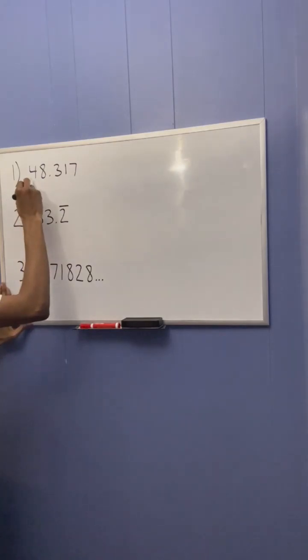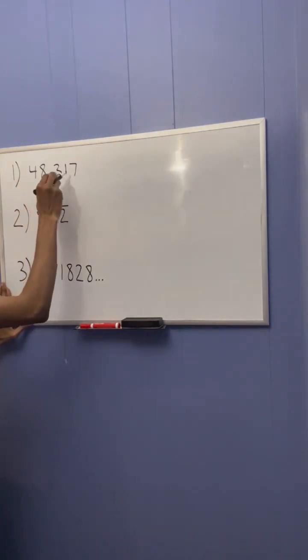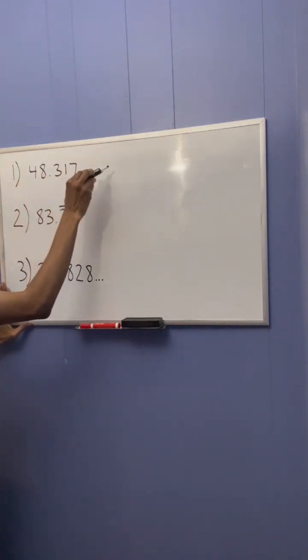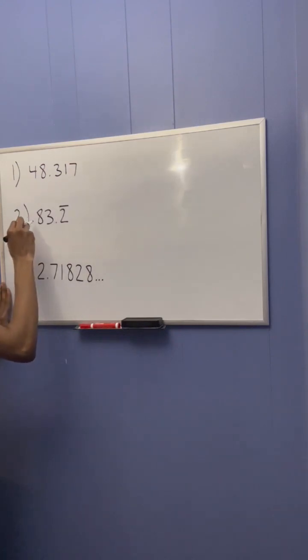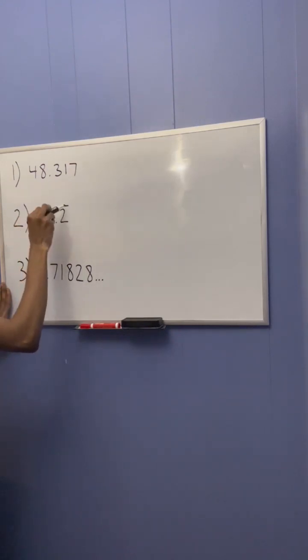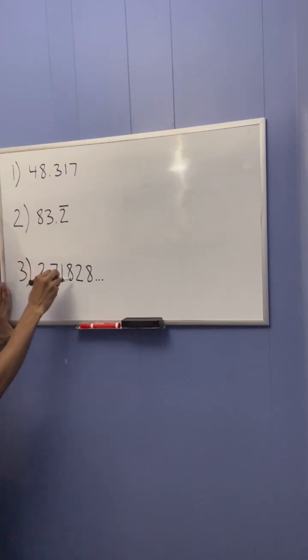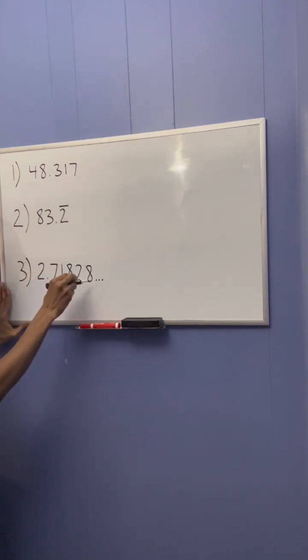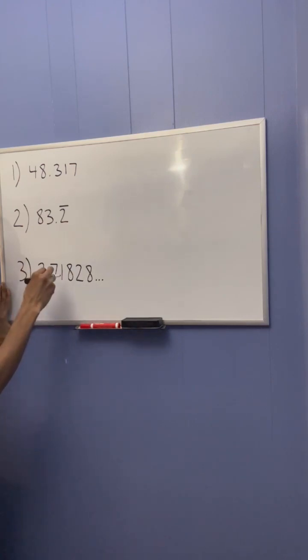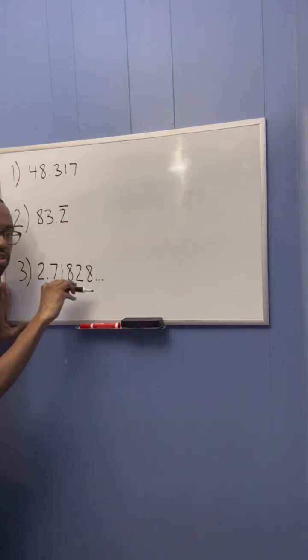All right, let's go over the decimals here on the board. Number 1, we have 48.317. This is a terminating decimal. Number 2, we have 83.2 repeating. Because there's a repeat sign, this will be a non-terminating decimal. Number 3, we have 2.71828... Because there is no end to this decimal, this is a non-terminating decimal. And those are the answers.